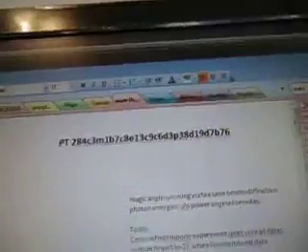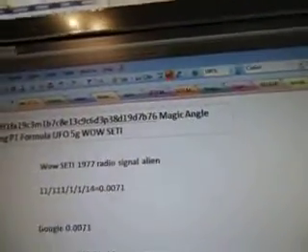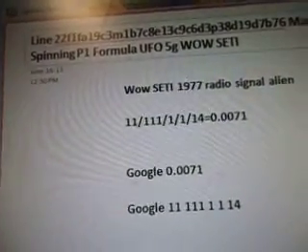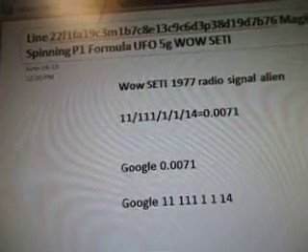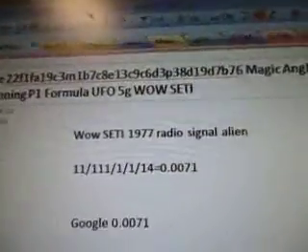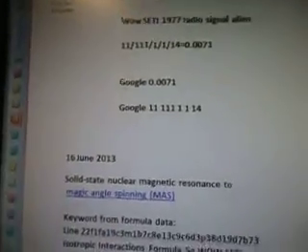This is 7b76, line 22, 7b76, magic angle spinning P1 formula, UFO 5G Wow Seti. This particular formula has been divided into 3 videos, but there's actually a few more to go with it, okay? There's the alien radio signal.